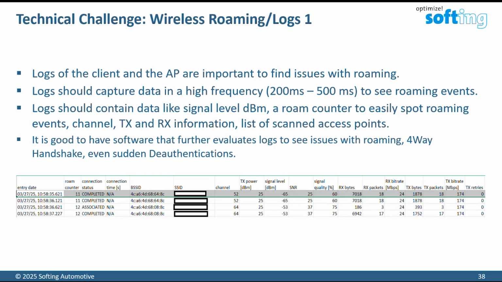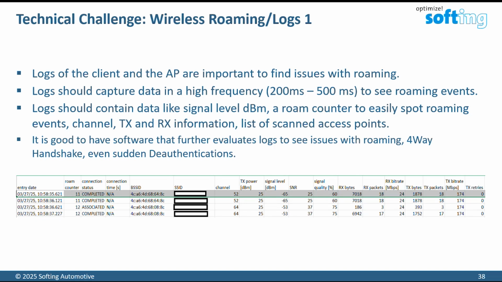To troubleshoot wireless roaming issues, it is very important to have good logs. Logs of the client and the access point are important to find these issues with roaming. The logs should capture data at a high frequency because a good roaming takes place between 200 and 500 milliseconds. So to see the roaming events, you need to log your data at a high frequency to see what's going on.